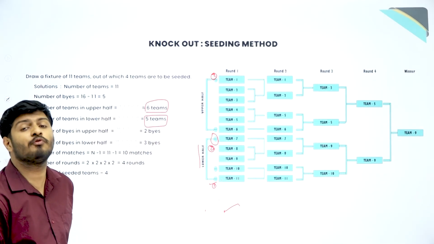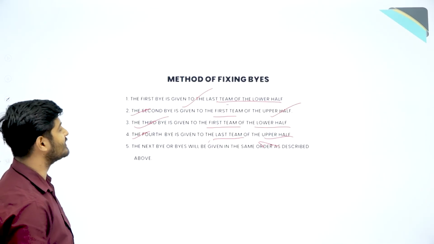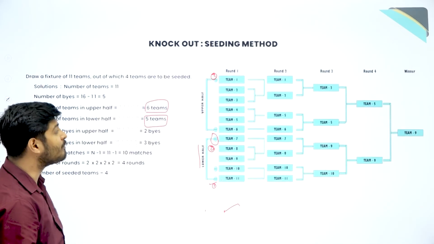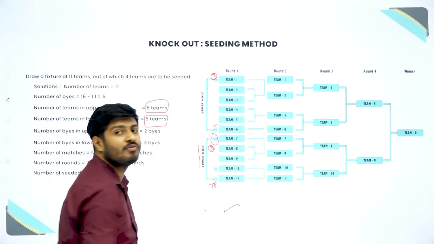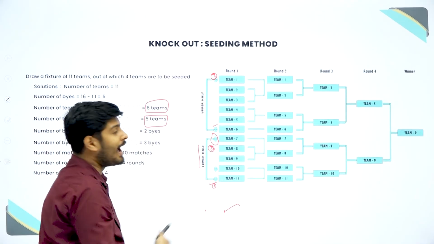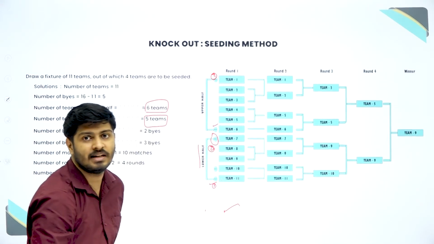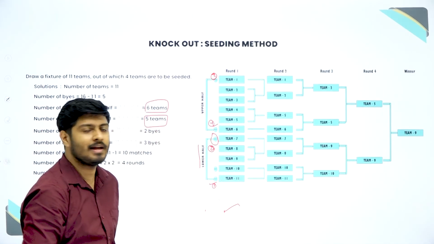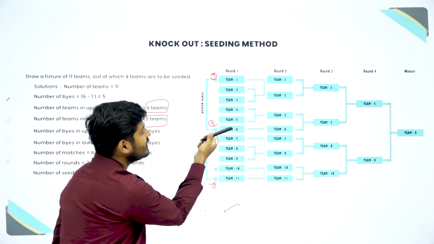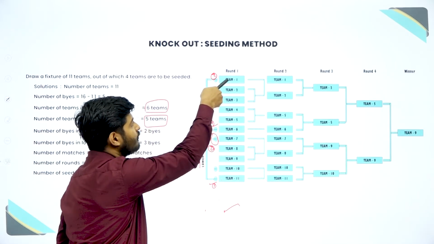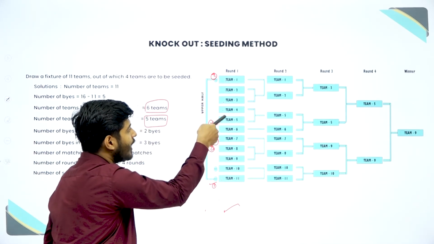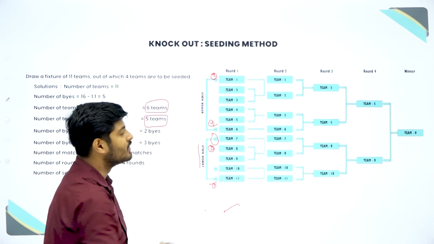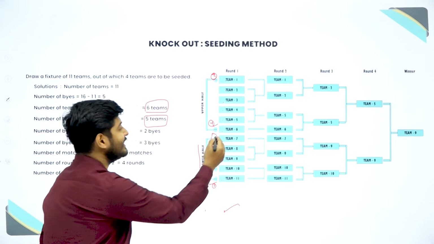Now let's get into the fourth rule. What do we have? The fourth bye is given to the last team of the upper half. This is the upper half and this is again the last team. So this is the number 4 bye. In the upper half we have 1, 2, 3, 4, 5 and 6 teams. In those 6 teams, the last team is the 6th, right? So the fourth bye is given here.